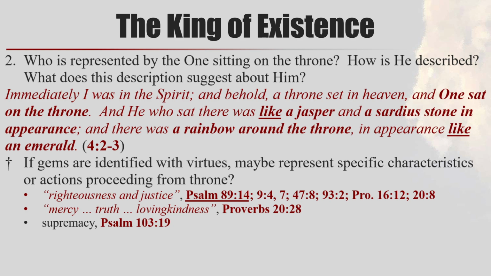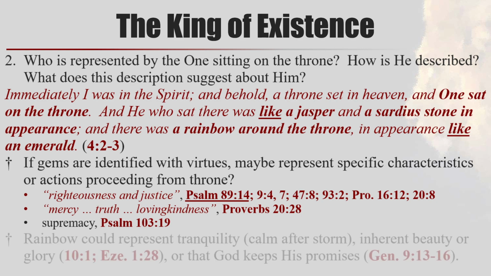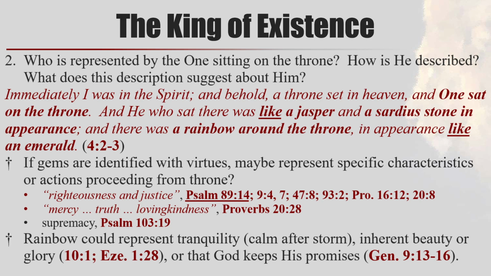Mercy, truth, and loving kindness is something that every good king's throne is established upon. And then Psalm 103:19 says that God's throne is high above everything else. So again, going back to the idea of supremacy, but also value above everything else. So that's another possibility. So just a thought on the rainbow real quick.